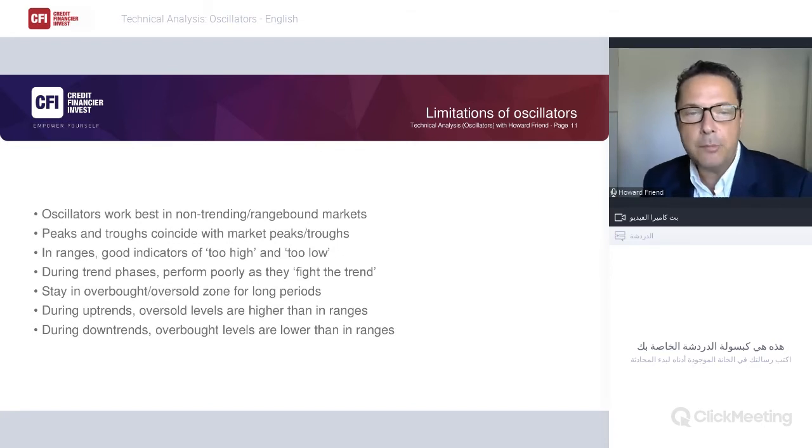But particularly when the market is in a chop phase. So as I say, when the market's in a trend phase, you tend to find that they perform poorly because you're fighting against the trend. Because what happens is when the market's in a strong trend, the market stays overbought for long periods of time. So you'll find yourself kind of fading the market, shorting the market if it's going up, and the market continues to rise. And similarly, when the market is in a downtrend, if you're looking to buy an oversold oscillator, then you're going to lose money because the market continues to make lower lows.